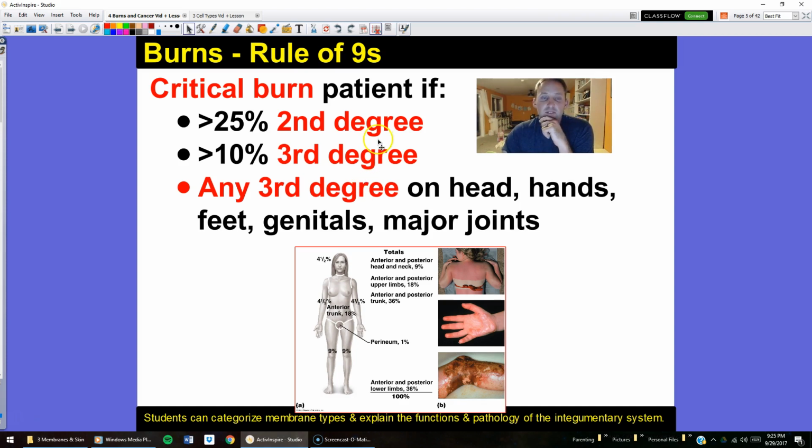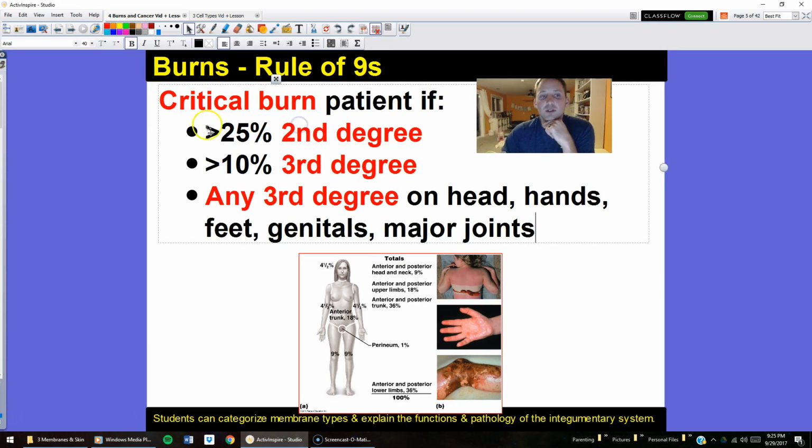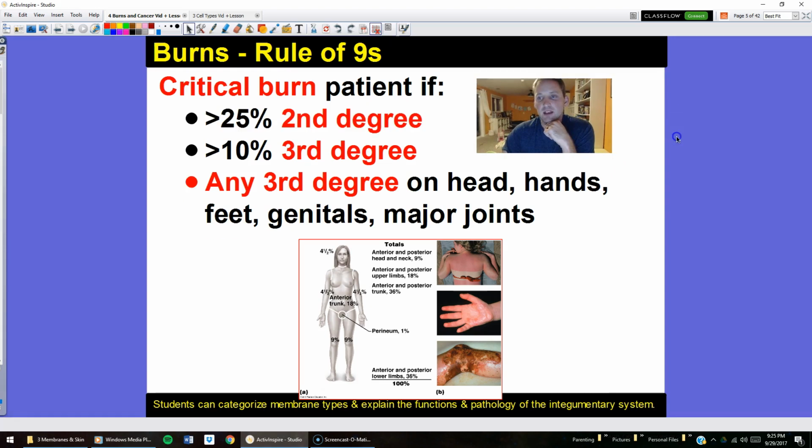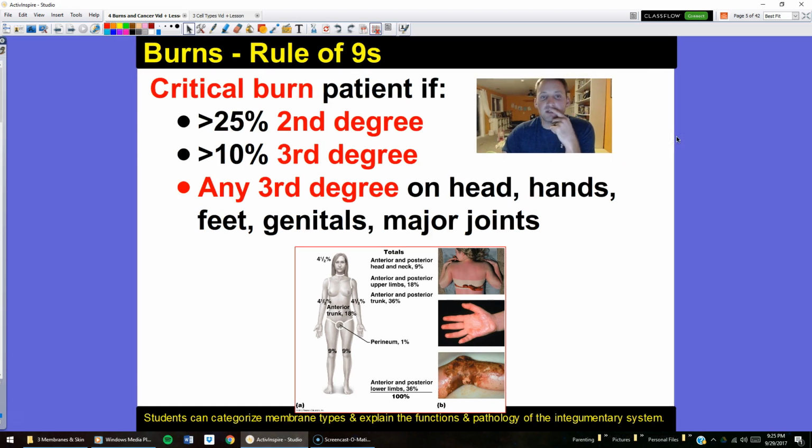Which is bizarre, that if you have your body covered 5% in third degree, that's actually not critical, but 25% second degree is, and many of us have experienced second degree burns if we go out in the sun without sunscreen. Anytime you basically burn and peel, that is a second degree burn. That would be a general rule of thumb. You're burning into that papillary layer.